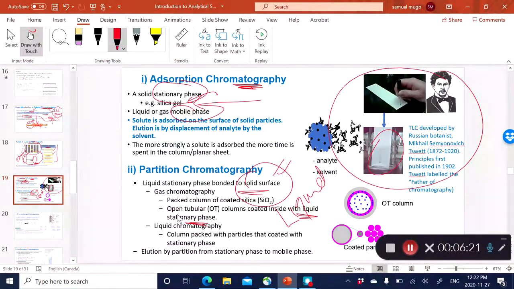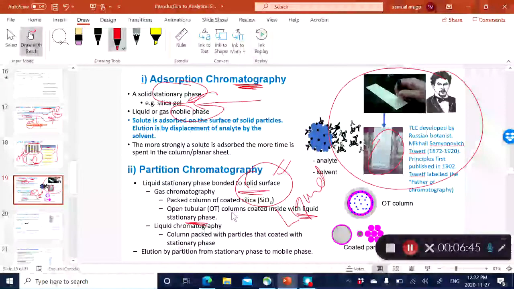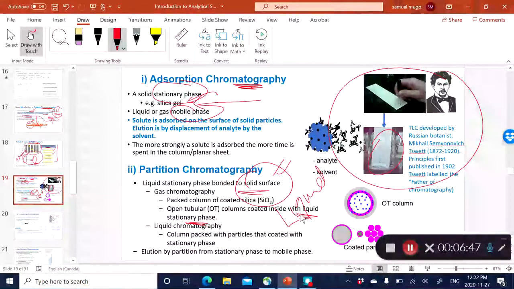And so there are different types of column. You can use a packed column, which is just silica beads that have been functionalized with a liquid stationary phase. Or you can use an open tubular silica column, which is typically just a thin silica tube, and then you make a very thin layer of polymer inside those columns and immobilize a liquid onto that column.